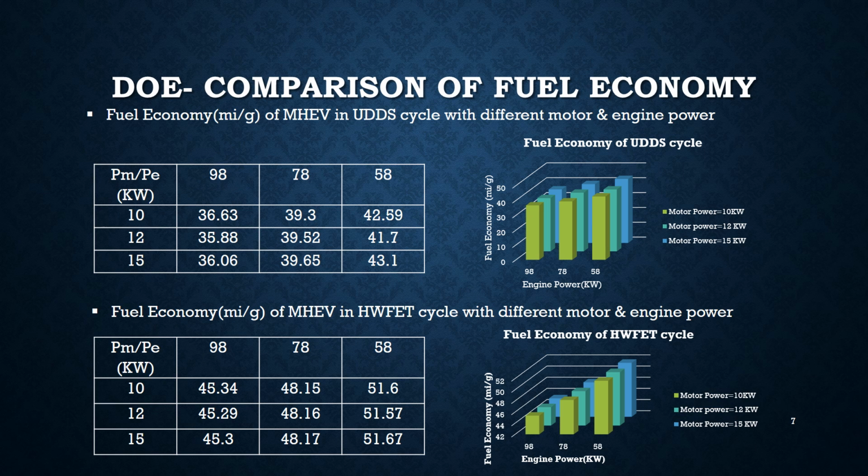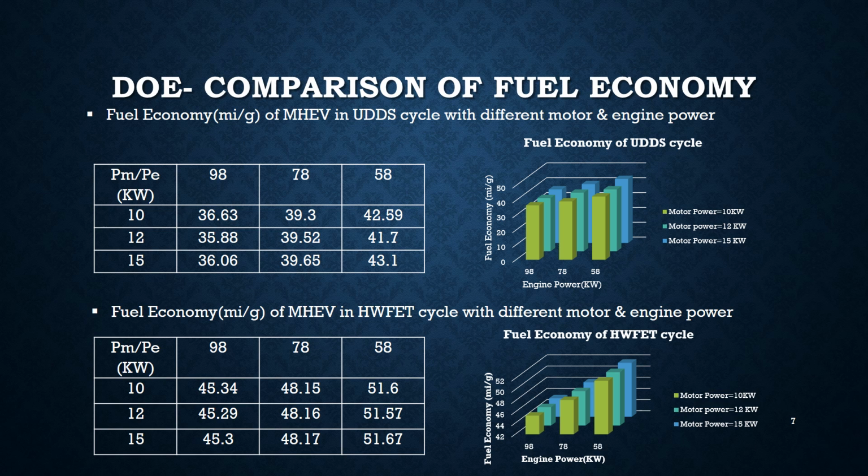And I have used a DOE approach to compare the fuel economy and CO2 emission. As you can see from the table and the graph, I have varied the motor power from 10 to 15 and the engine power from 98 to 58 and plotted the fuel economy for all the combinations. As you can see, for a combination of 58 and 15, I'm getting a better fuel economy, which is 43.1.